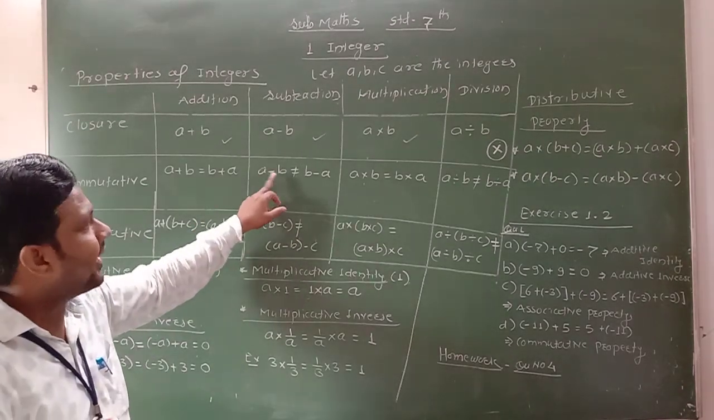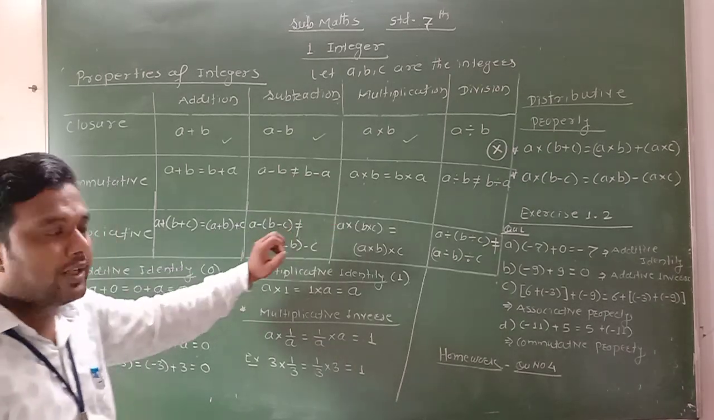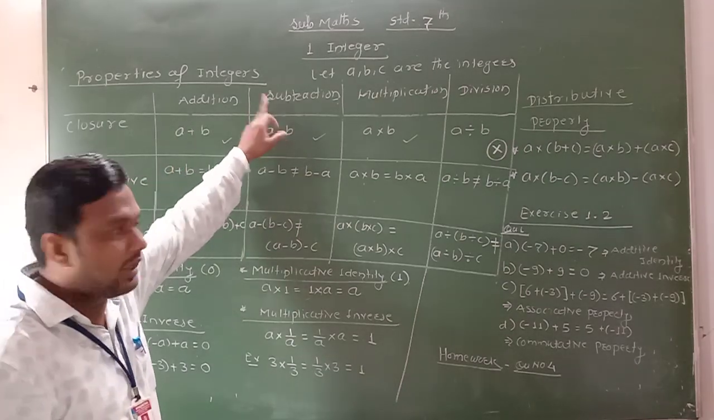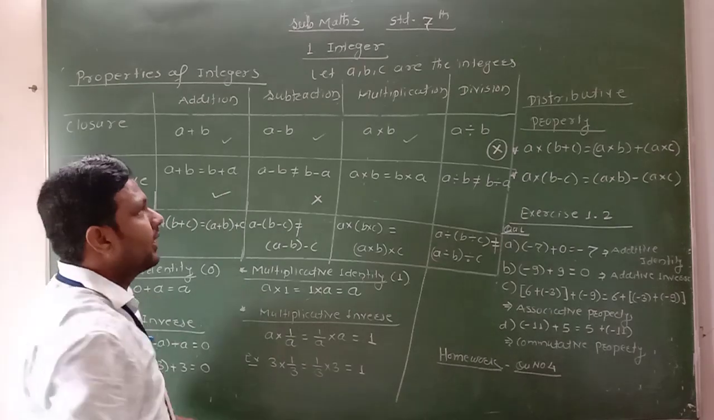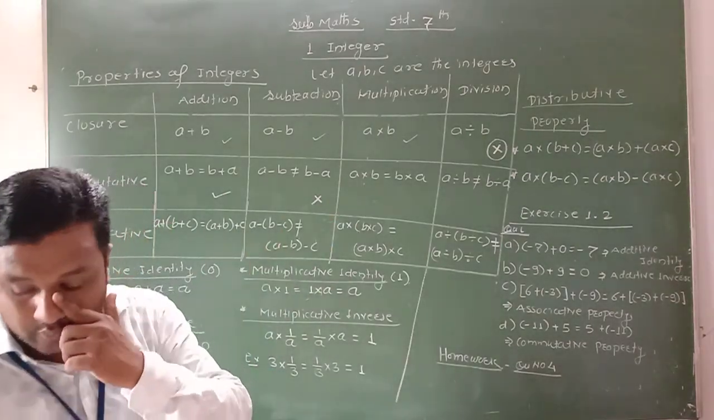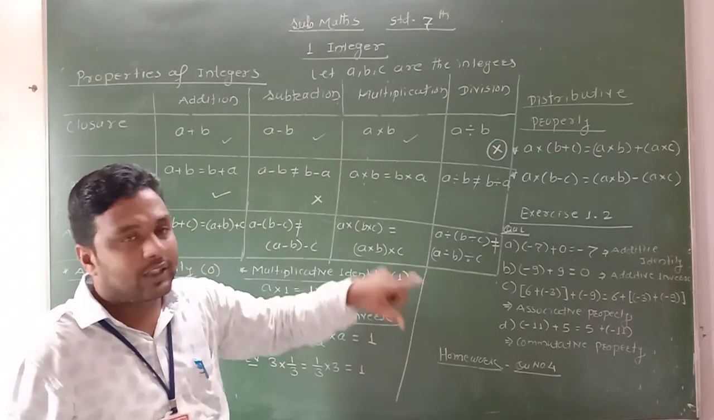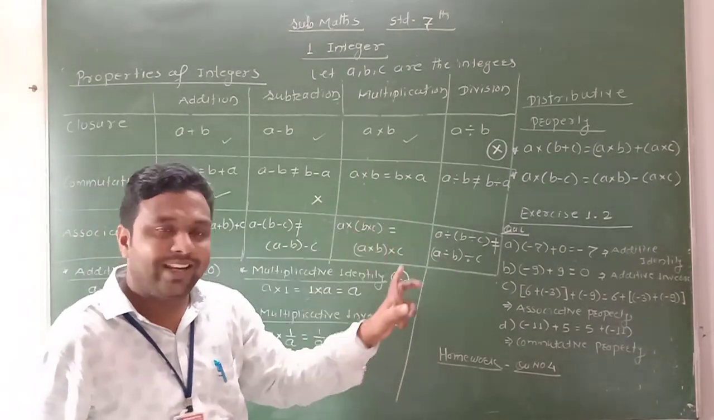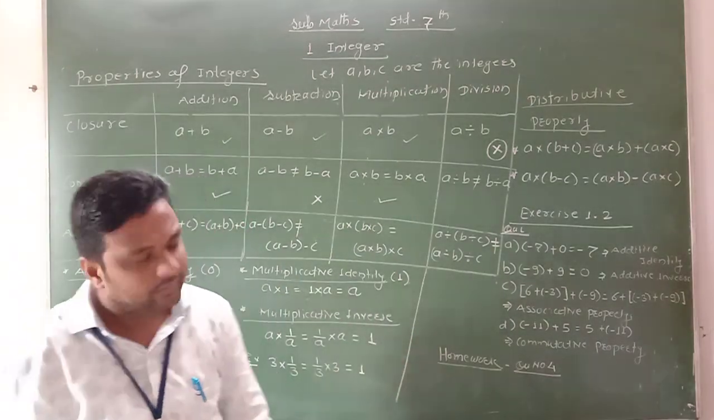What about subtraction? Here we do A minus B, but this is not equal to B minus A. It means it is not commutative under subtraction. Clear? It is not commutative. It is commutative under addition. For multiplication, if we do the multiplication of any two integers, after changing their position, A into B or B into A, both are equal, therefore it is commutative under multiplication.